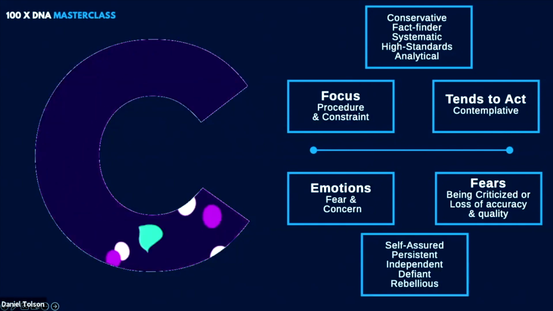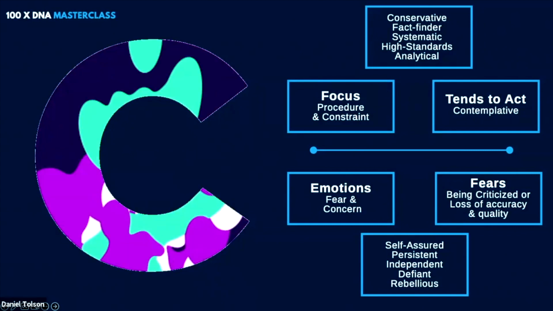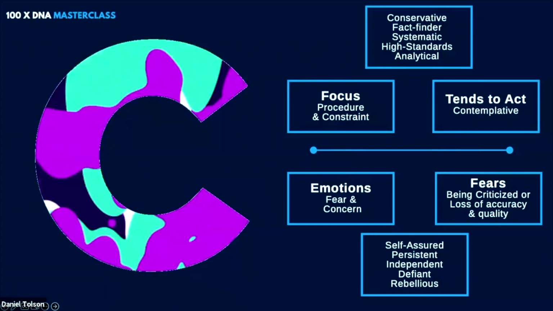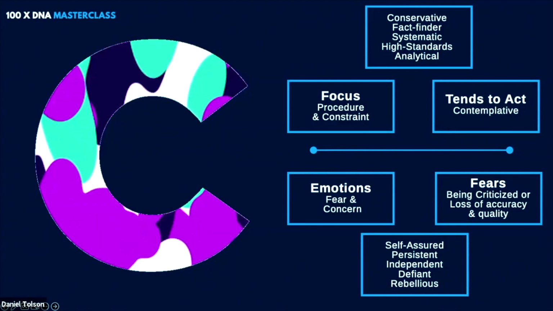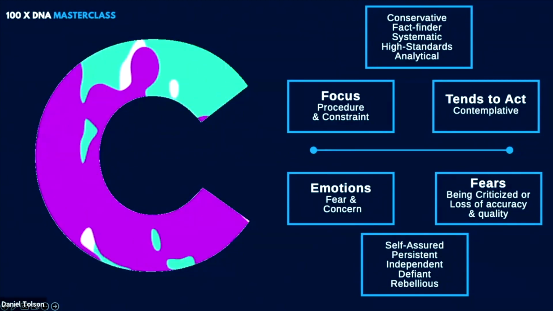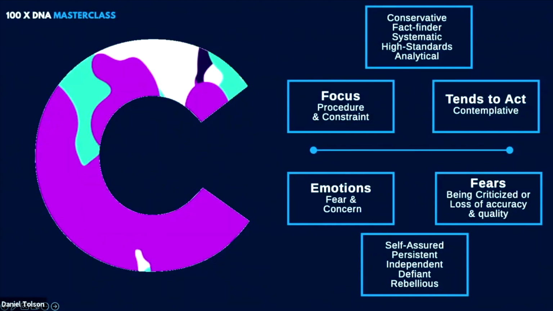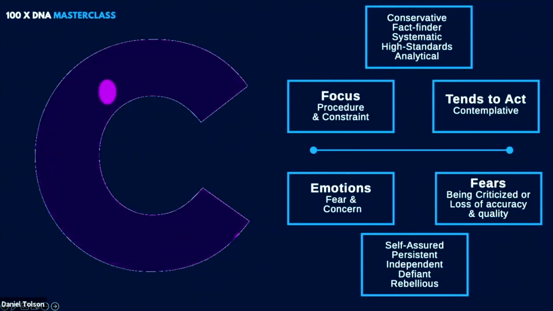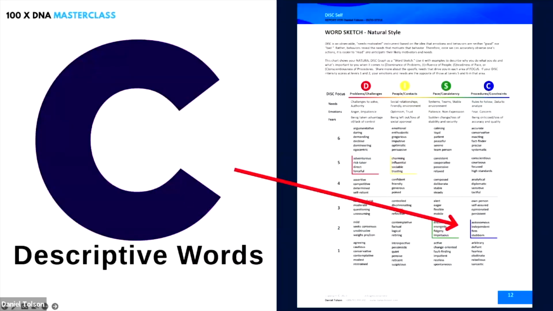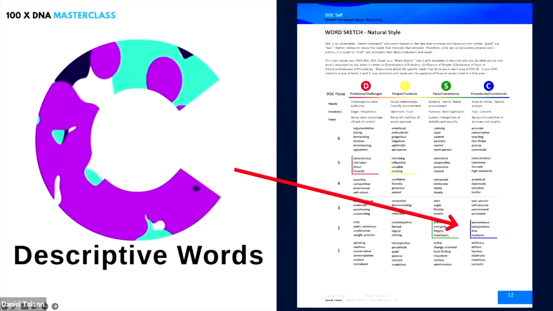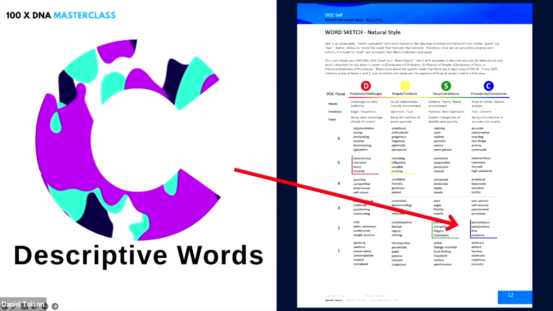For the low C style, you could be described as self-assured, persistent, independent, defiant, and rebellious. So which keyword best describes you? How do you approach policy and constraint? How do you approach it? What do you do? Well, what I want you to do is turn over to page 12. Go to page number 12, and I want you to look for that blue box.